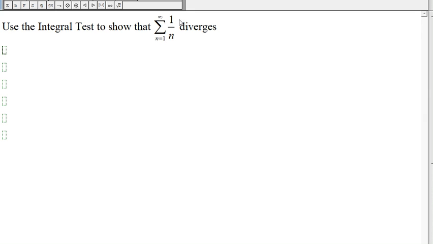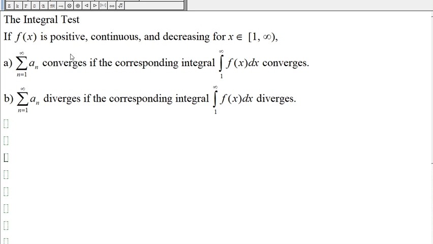And so since the sequence is 1 over n, we have a sub n equal to 1 over n. And then the corresponding continuous function is 1 over x. And for the integral test, we need the function to be positive, continuous, and decreasing.